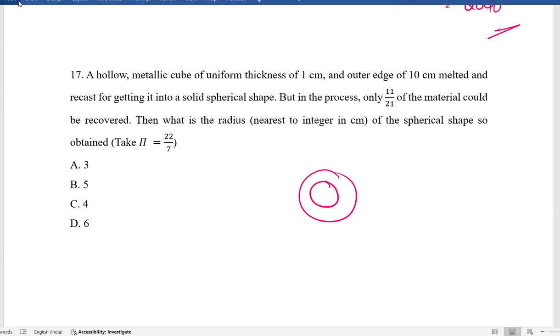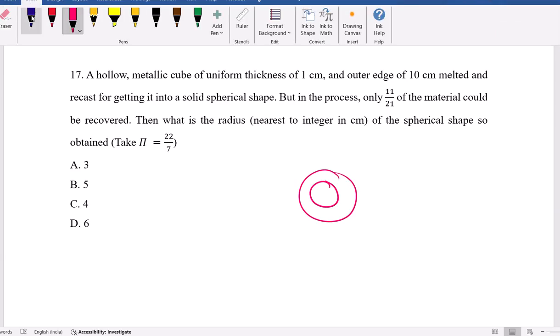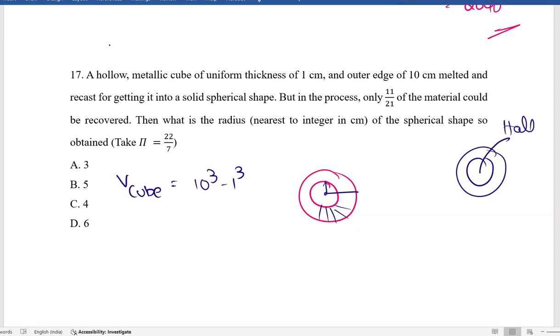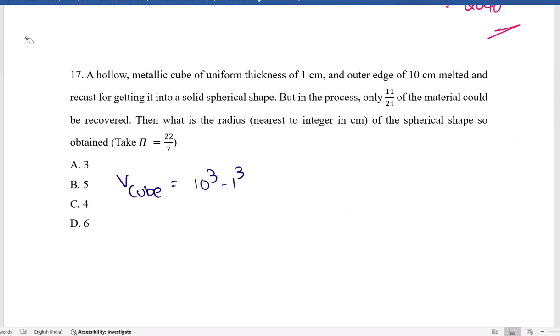So the metal is available only in this part. This is 1, this is 10. Metal is available here only. This is the metal volume. The volume of that cube, what is available, is 10 cube minus 1 cube. This is the hole, this is hollow, there is empty space. This is a cube, so we have to draw a square diagram.